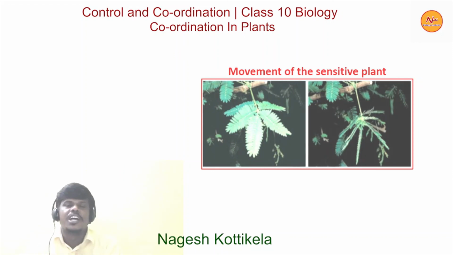So like this, the information is communicated from one part to another part in plants, and they show the nastic movements. So the nastic movements are non-directional movements. They are caused by turgor changes in plant cells, and the tropic movements are the directional movements which are caused because of unilateral growth that is seen in plants. This is all about today's topic.